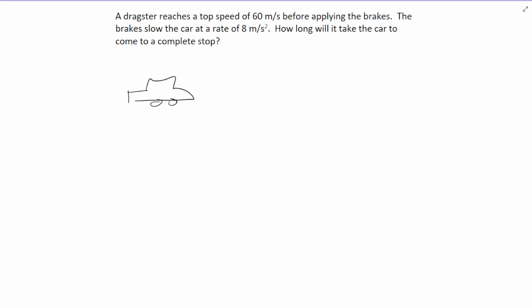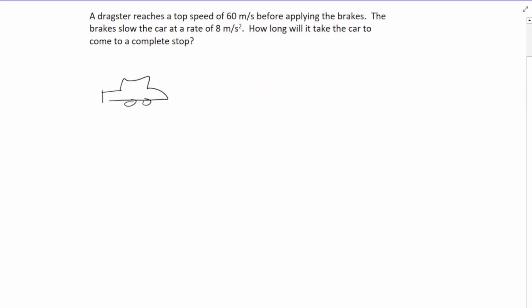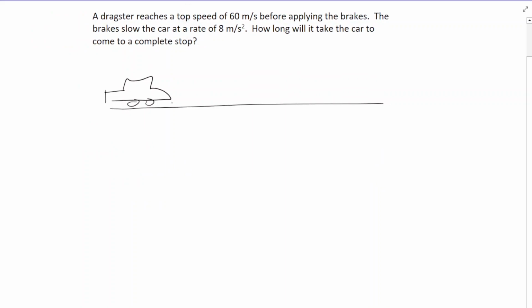And so we're at some location. Right, we're going to draw our picture here. And this car is located somewhere. It already has velocity. So we're going to draw a velocity vector. This is V initial. And we know it is 60 meters per second. That's given in the problem.